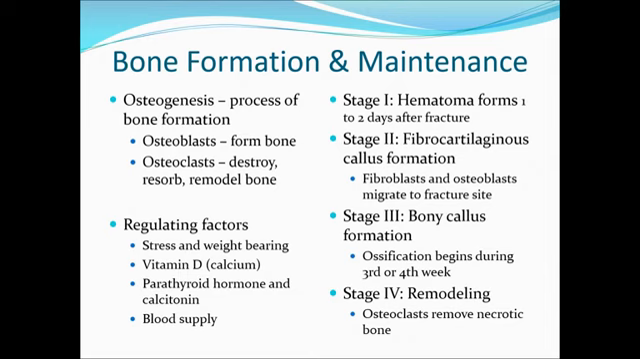So thinking about what happens if there's an injury to a bone, such as a fracture. A hematoma is going to form 1 to 2 days after the fracture. In stage 2, you're starting to see some fibroblasts and osteoblasts migrate to the fracture site, and they're starting to make some fibrous tissue, callus formation, trying to get things starting to heal. In stage 3, you have the bony callus formation, and ossification begins during the 3rd or 4th week. And then when you finally get to remodeling, this is where the osteoclasts now remove the necrotic bone, and you're getting healthy bone again.